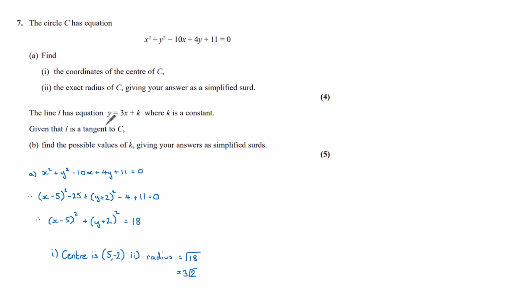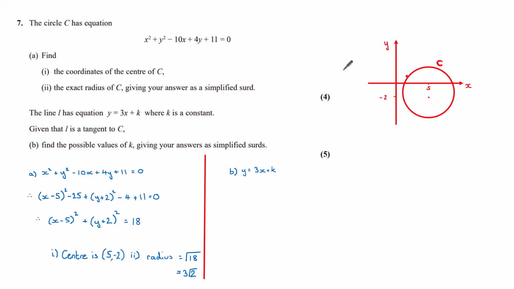The line L has equation y is equal to 3x plus k, where k is a constant. Given that L is a tangent to C, part B wants us to find the possible values of k, giving our answer as simplified surds. So we've got this y is equal to 3x plus k. So this is the equation of a straight line. While not compulsory, I would advise a little sketch so you have a rough idea of what's going on here.